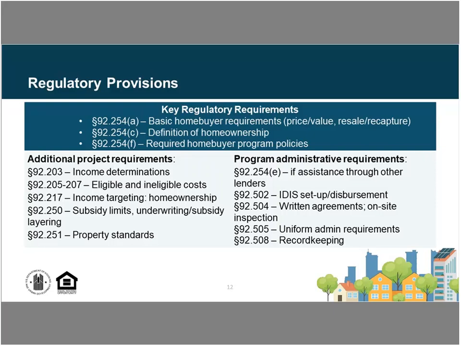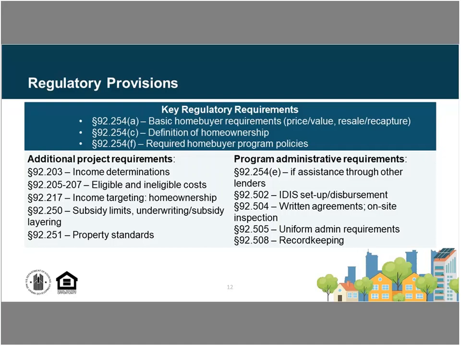So for Homebuyer, 92.254 is the main section of the rule. If you're just doing homebuyer activities, that's a good place to start to learn them. The basic requirements are covered in 92.254(a), but there are other useful things in that section of the rule. The definition of homeownership, for example, is in 254(c), and the requirement for homebuyer program policies, which do affect you in this webinar and also will be covered in next week's webinar on down payment assistance.